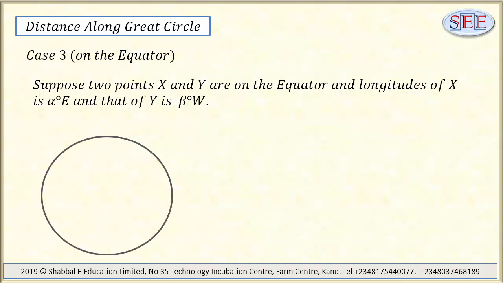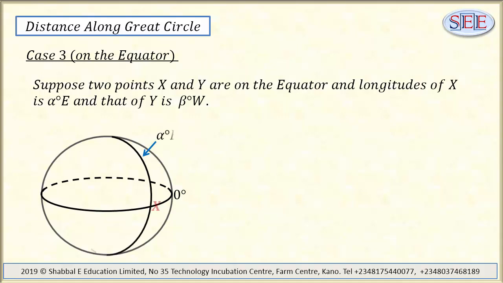This is the cycle representing the earth. Look at the common latitude, which is the equator, 0 degree latitude, and let us mark the longitude of x and the longitude of y. The longitude of x, it says, is alpha degree east. Look at the longitude alpha degree east. I mark now the position x, and I now draw the longitude beta degree west. Look at the longitude beta degree west. That is the position of y.